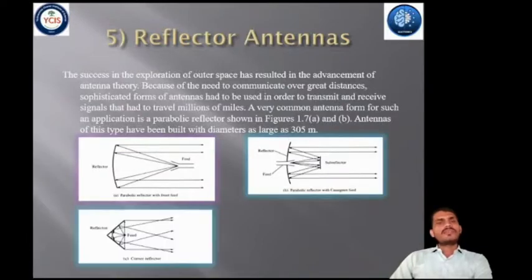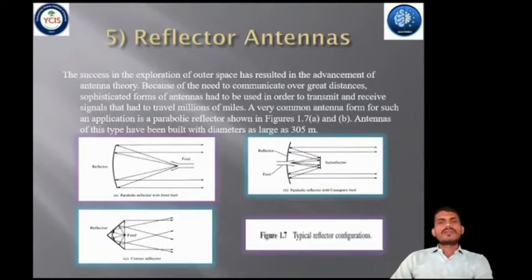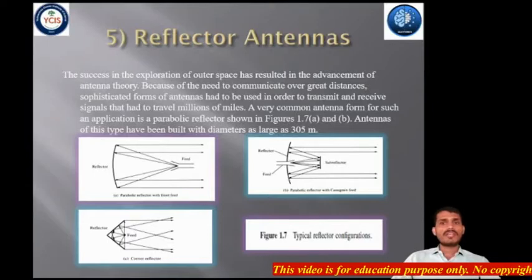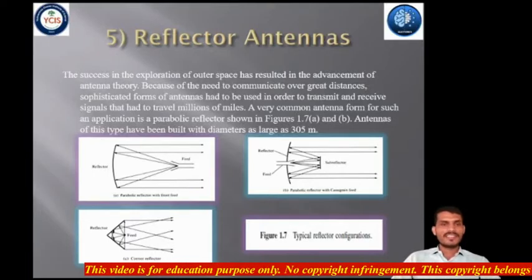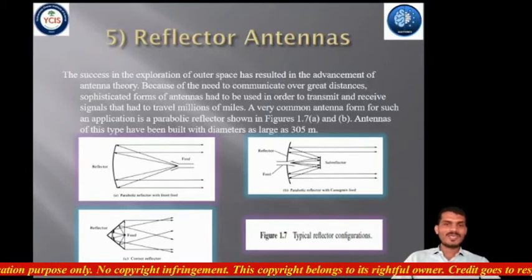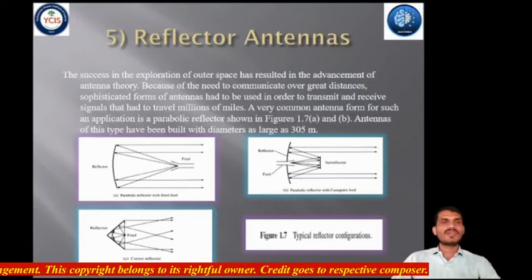These are the different types of the reflector antennas. There are mainly 3 different types: parabolic reflector with front feed, parabolic reflector with Cassegrain feed, and corner reflector. These are the 3 main reflector antennas.